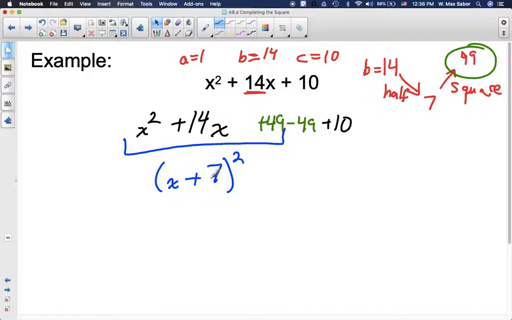Now 7 times 7 is 49, 7 plus 7 is 14, and you'll also see it here in our halving and squaring. It's the half of the 14. Lastly, we combine those like terms, getting minus 39. That is how we complete the square.